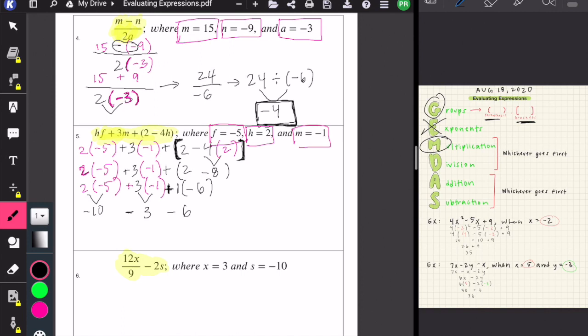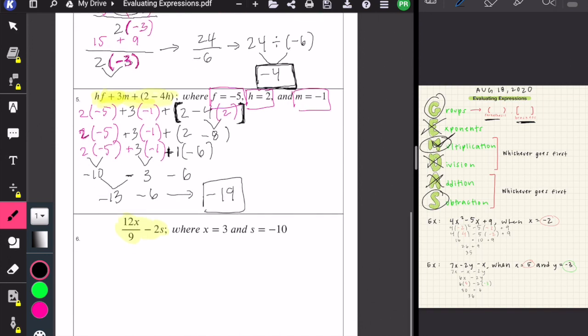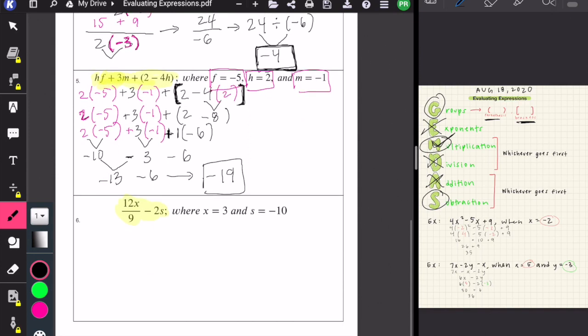Let's keep going. Now let's read from left to right. All done with multiplication. There's no division, no addition. Now we're doing subtraction. So -10 minus 3. Always go from left to right. -10 minus 3 is -13. -13 minus 6. Now what is that the same as? -19. And that is our simplified expression for number 5. -19.